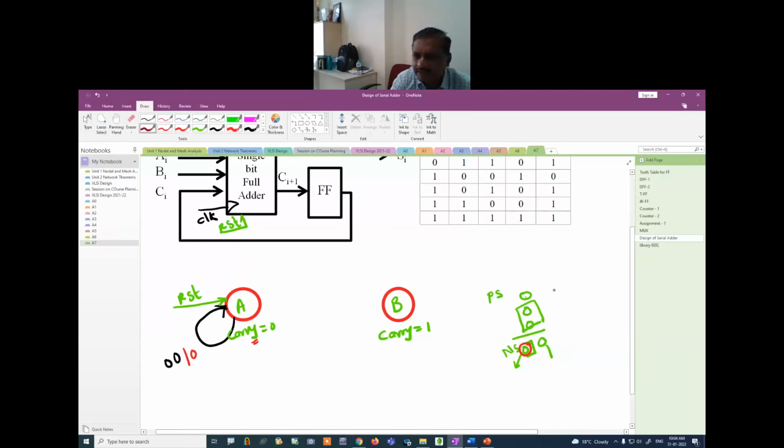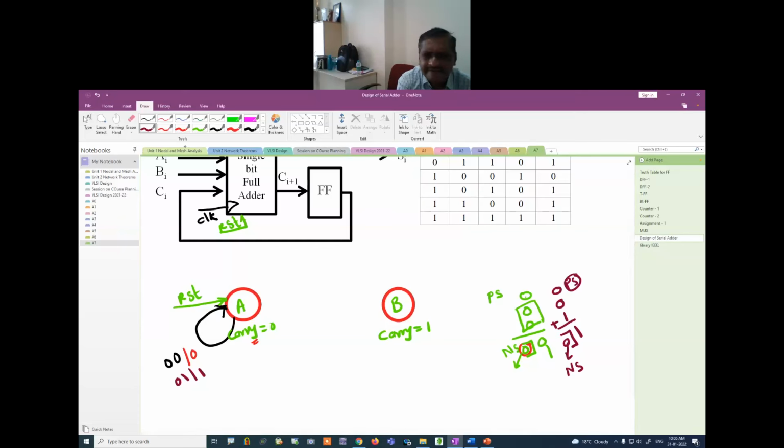Similarly, we are assuming the present state, that is carry 0, and inputs are 0, 1. What is the summation? Sum is equal to 1 and carry is equal to 0. This is the present state of the machine, present carry. This is the next state of the machine. What is the next carry? 0. Next carry is 0, means we will remain in the same state. Means when inputs are 0, 1, output will be 1, but the state will be the same. We are going to remain in the same state. That I mean to say.